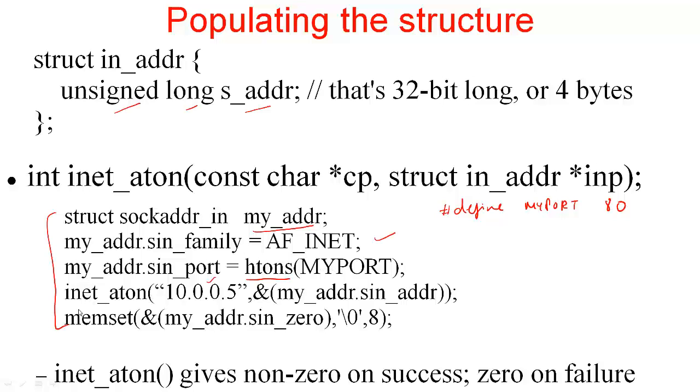And similarly, there is this very useful function called inet_aton. This stands for ASCII to network. So you can just specify an ASCII field like this and give the address, and it will convert this ASCII field into the right structure. And this is how I set zeros to this particular field within the sockaddr_in structure. By the way, this particular function, if it were successful, it will give a non-zero. If there was a failure, it is going to give 0.